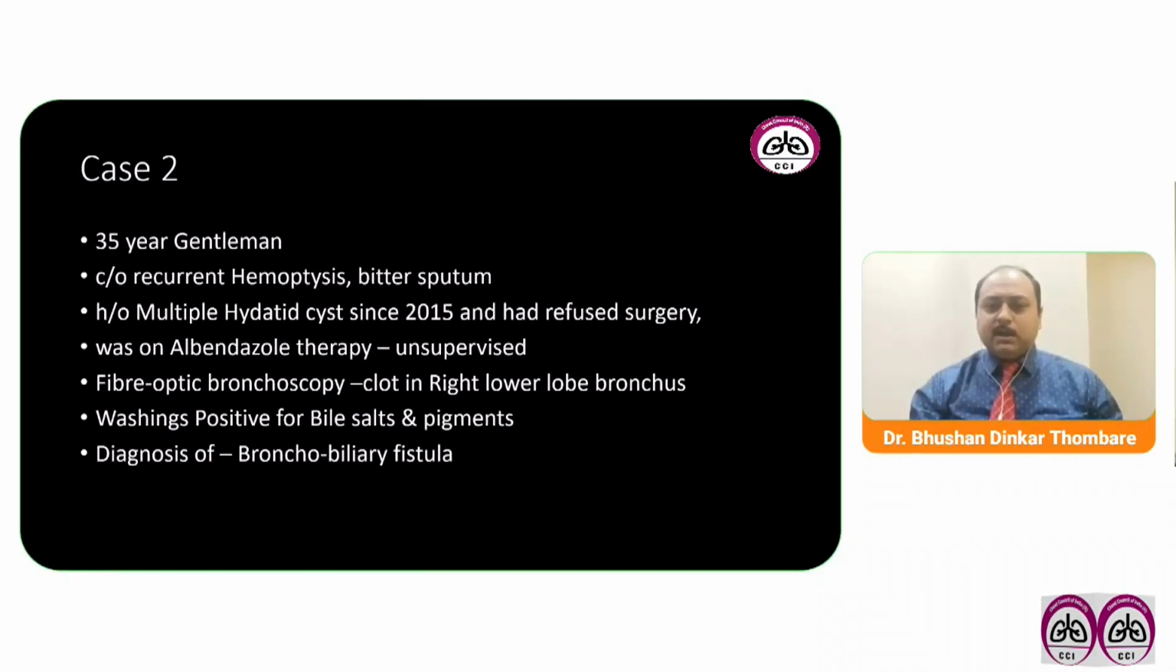He was on albendazole therapy, which was unsupervised. A fiber optic bronchoscopy revealed clot in the right lower lobe bronchus. Washings were positive for bile salts and bile pigments. A diagnosis of bronchobiliary fistula was made.